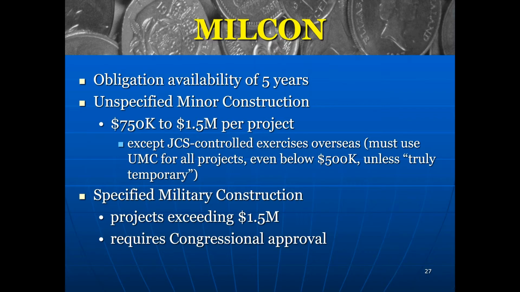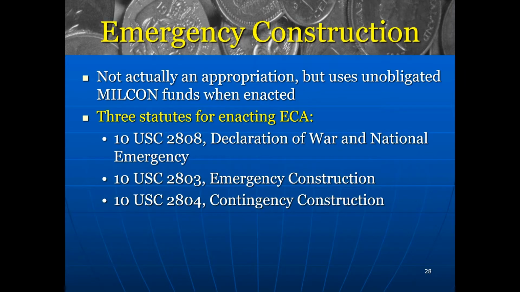Now let's look at other MILCON differences in accordance with 10 USC 2805(a). The Unspecified Minor Military Construction, UMMC, program provides DoD annual funding at the dollar amounts shown for minor projects not specifically approved in a MILCON Appropriations Act. For emergencies, construction funds may be pulled from any unobligated MILCON. There are 3 types of ECAs that could take place.